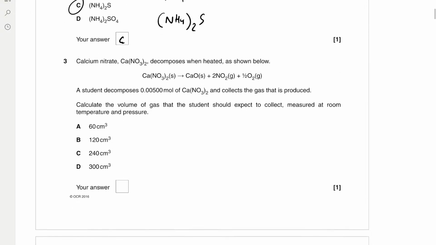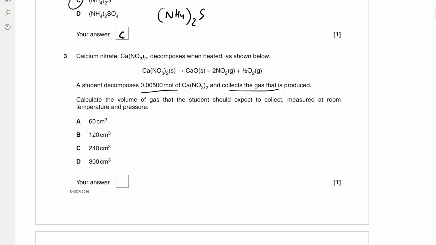And then question 3. Calcium nitrate, CaNO3, decomposes when heated, as shown below. We've got CaNO3 being decomposed to calcium oxide, 2NO2, and half a mole of oxygen. A student decomposes 0.005 moles of CaNO3 and collects the gas that is produced. Calculate the volume of gas that the student should expect to collect, measured at room temperature and pressure.